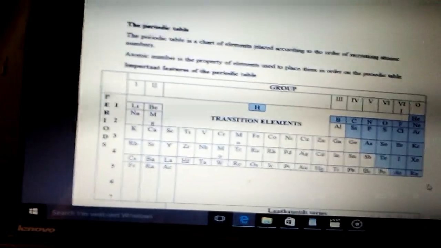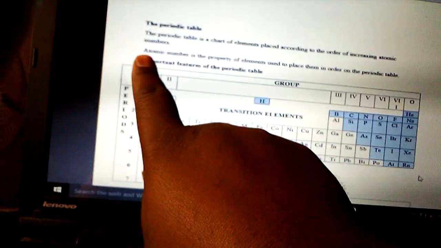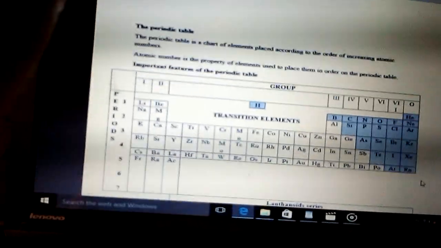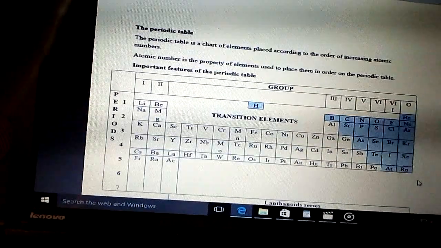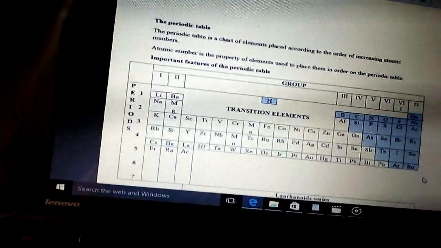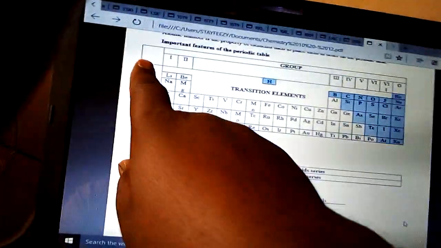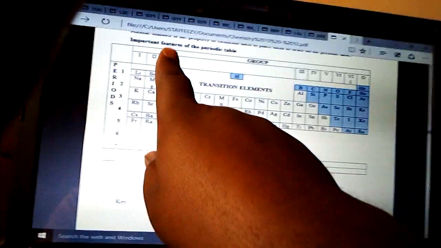As you can see, we have this point which says atomic number is a property of elements used to place them in order on the periodic table. So then from here we have important features of the periodic table. As you can see, going this way are periods, then these are groups.